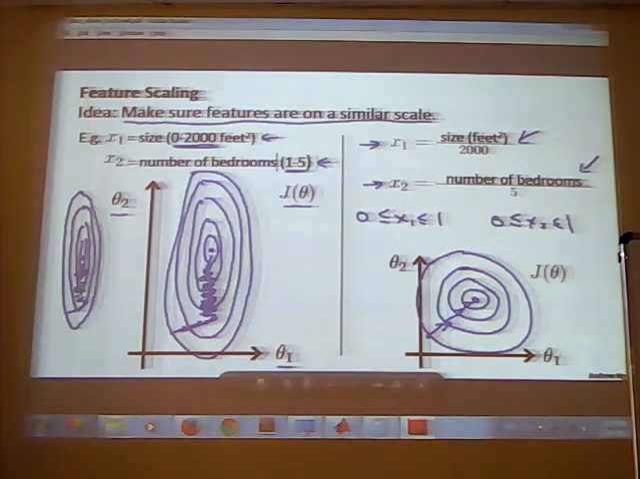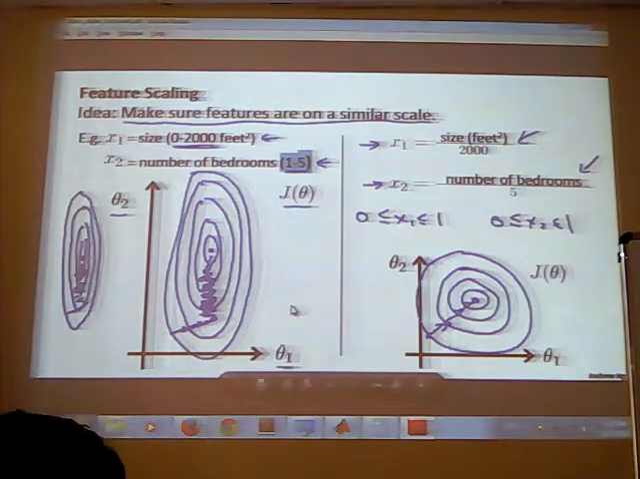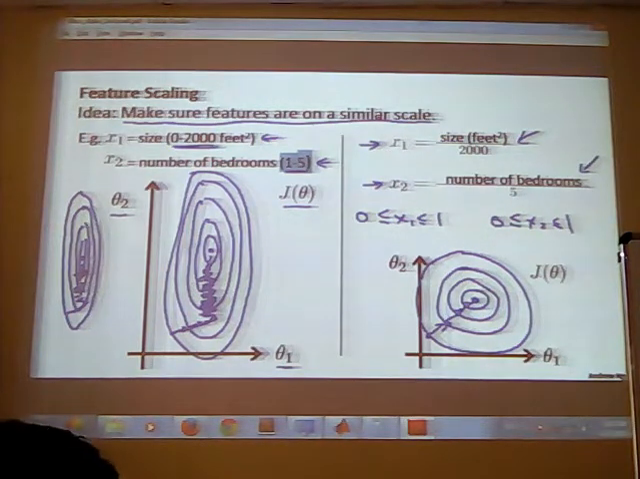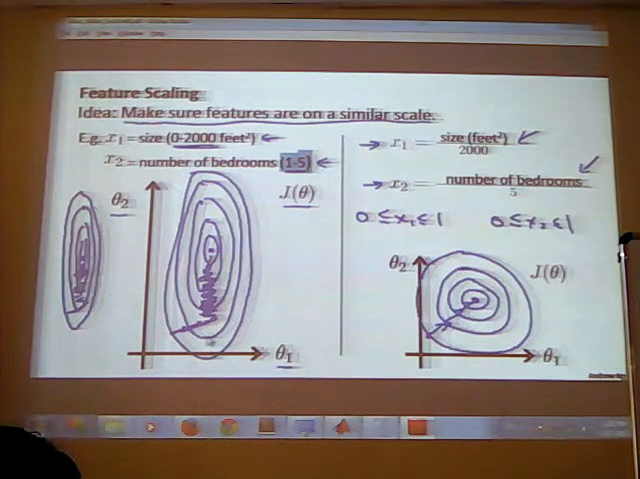If we do not include feature scaling, that means if we directly use these values from 0 to 2000 and 1 to 5, we will have more elliptical figures for theta 1 and theta 2. And if we try to minimize J of theta, or we need to go to the global minimum, then suppose we start from here, it will take more time to reach the global minimum. If it is more elliptical, then it will take more time.